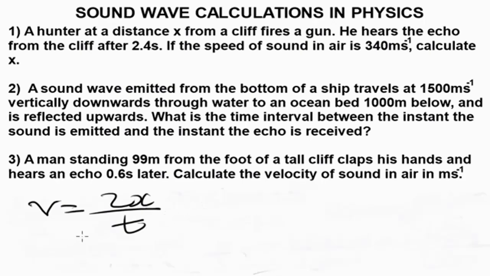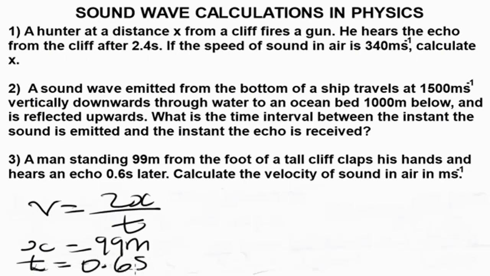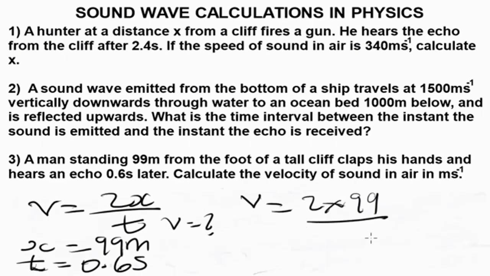Alright, so let's bring our parameters from this question. We have the x distance to be 99 meter, and we have our t time to be 0.6 seconds. The v is unknown, we are looking for v. So let's input these parameters in this formula. When you do, you're going to have v equals 2 times 99 over the time, 0.6.